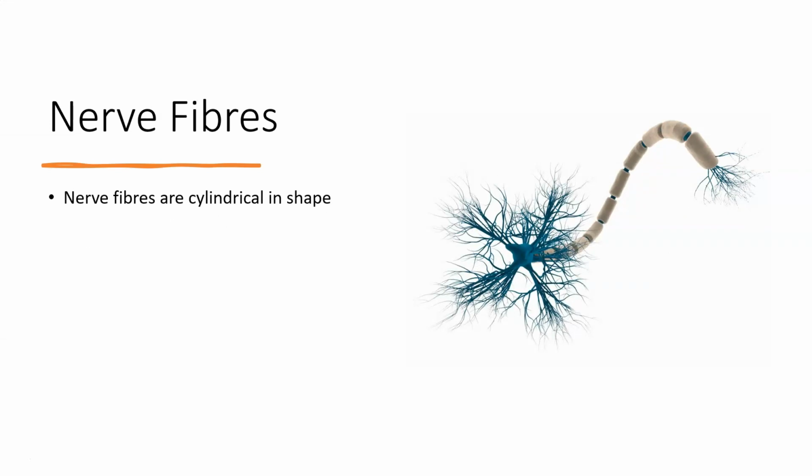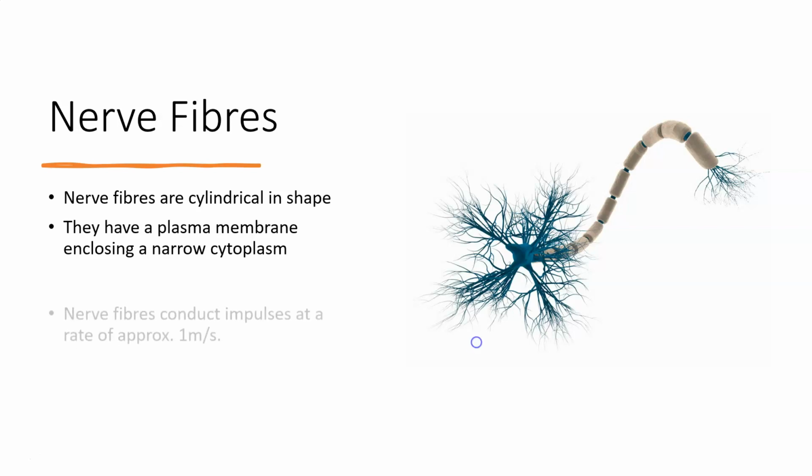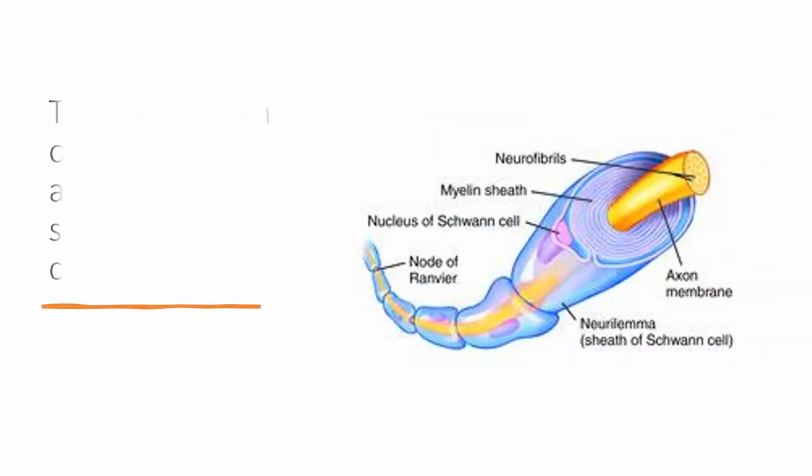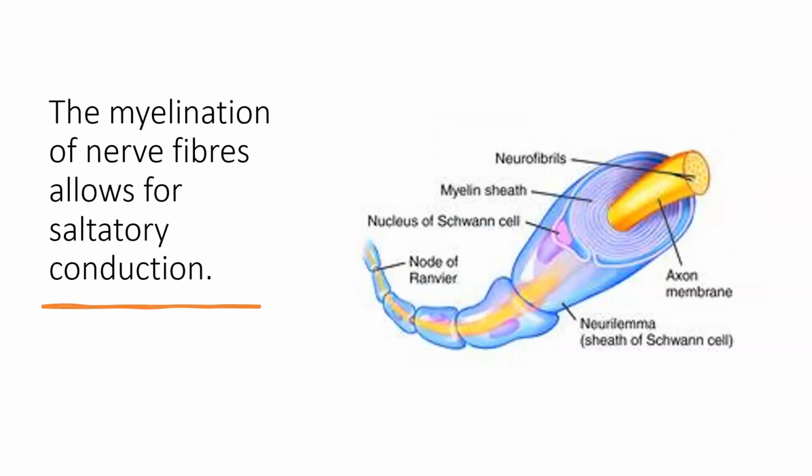So if you're thinking about these actual nerve fibers, they're cylindrical in shape. They have a plasma membrane enclosed in a narrow cytoplasm. Now, nerve fibers conduct impulses at a rate of approximately 1 meter per second. So you've got the idea of this neuron, and the long nerve fibers, especially along that axon. Now, that axon is then covered in a myelin sheath.